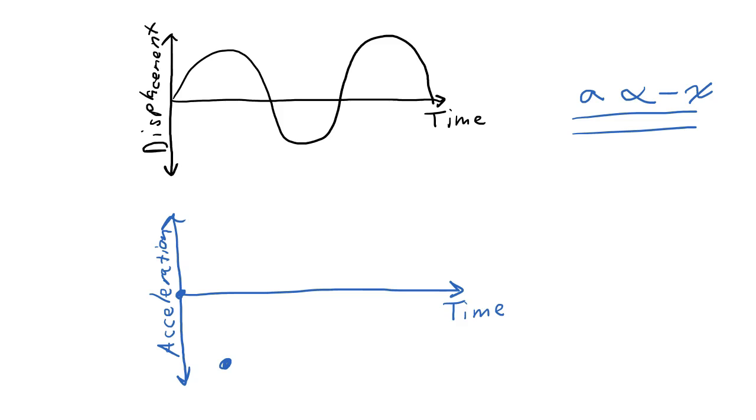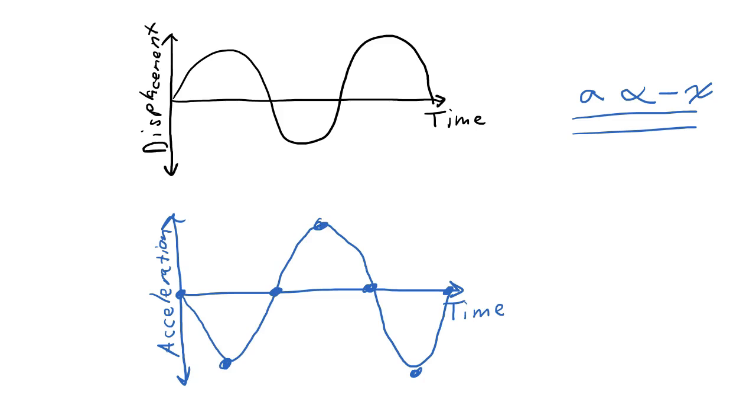When my displacement returns to 0, my acceleration also returns to 0. And when my displacement is at its most negative, my acceleration's at its most positive. And when my displacement returns to 0, my acceleration returns to 0. And then when my displacement is at its most positive, my acceleration's at its most negative. And so we continue this trend on, connect all my dots.